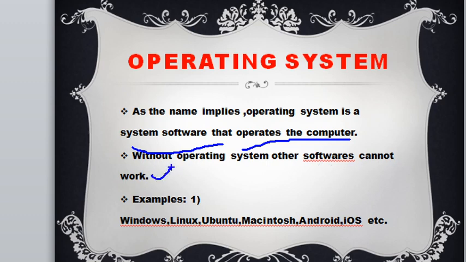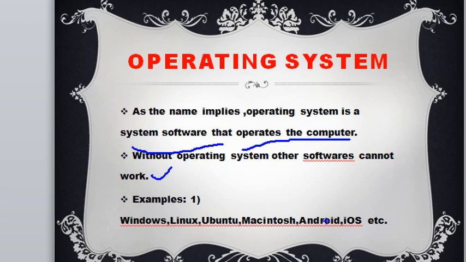Suppose we have brought a new computer, a branded Dell computer, and I want to play games on it. Before installing games on that computer, we have to install the operating system. Only then can we install other softwares in our computer. Without the operating system, we cannot operate other softwares. That is the meaning of this: without operating system, other softwares cannot work.